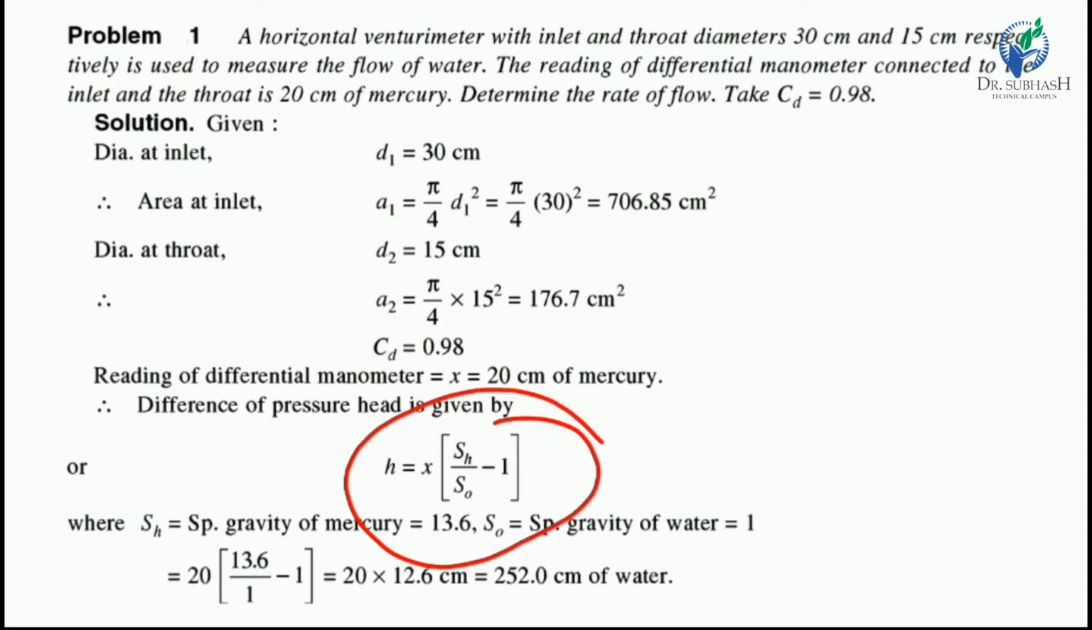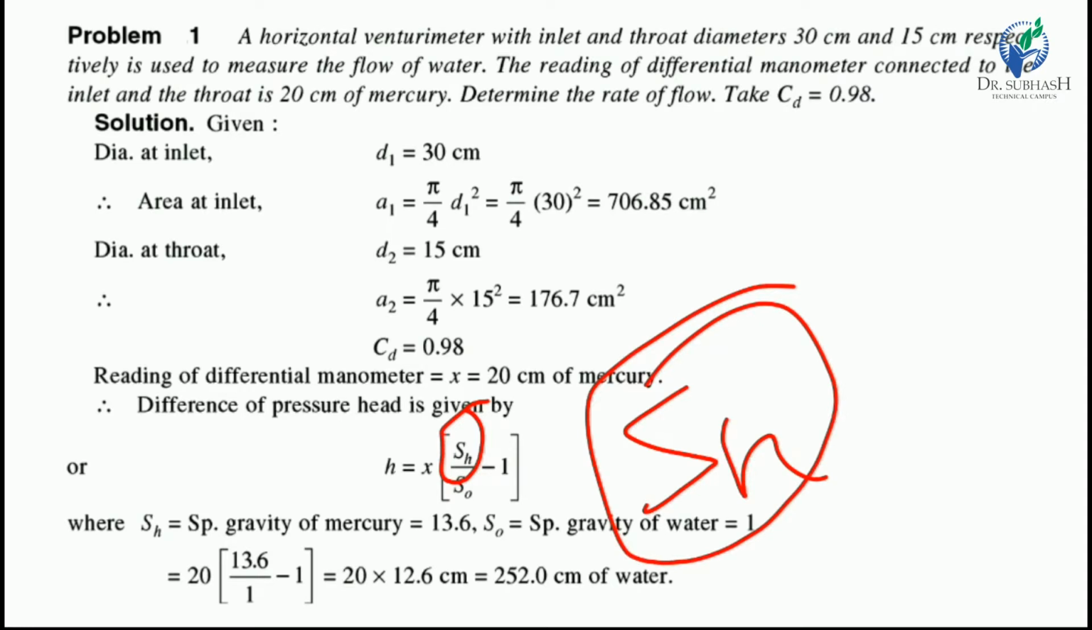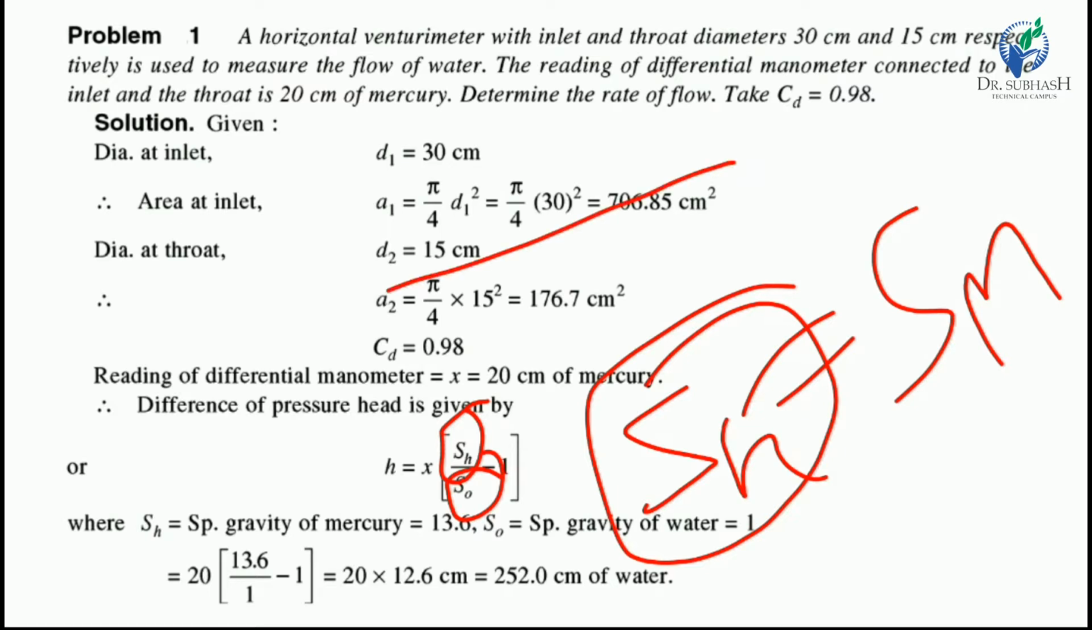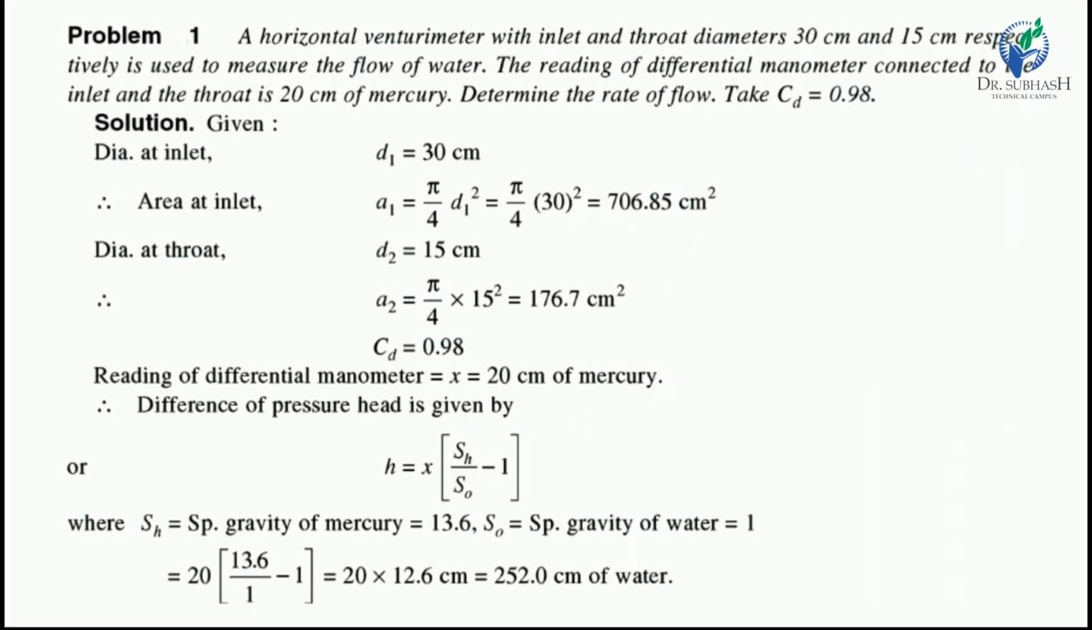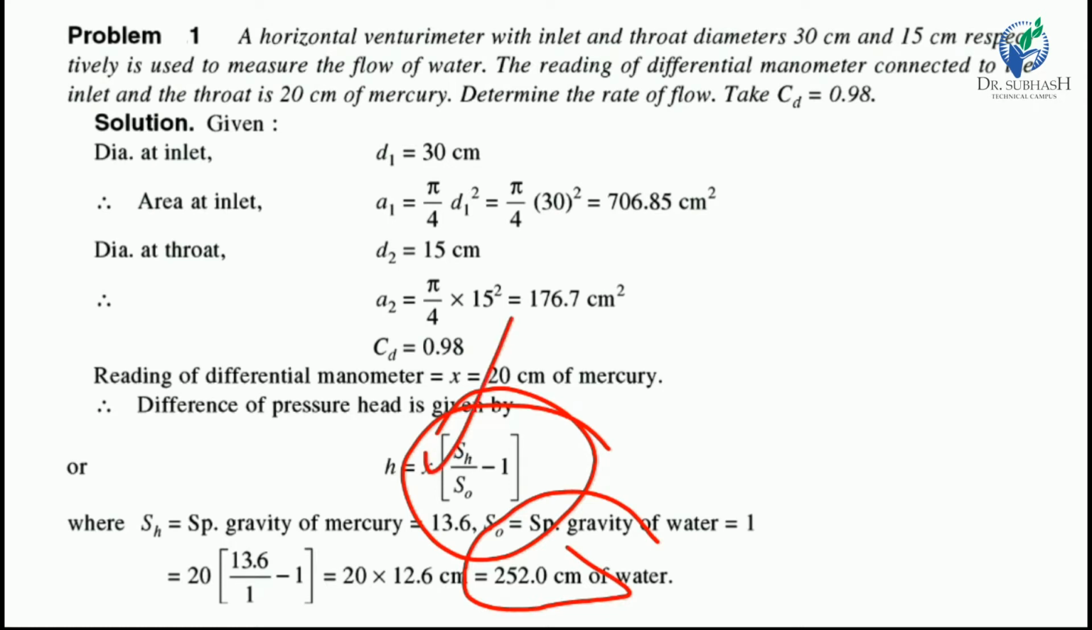Now we know that H is found from the equation H is equal to x into SH upon SO minus 1. SH is the specific gravity of the heavy liquid, which is mercury, and SO is the specific gravity of the flowing liquid, which is water. We know the specific gravity of mercury is 13.6 and the specific gravity of water is 1. So we find the value of H is 252 centimeter, since x is given as 20 centimeter.